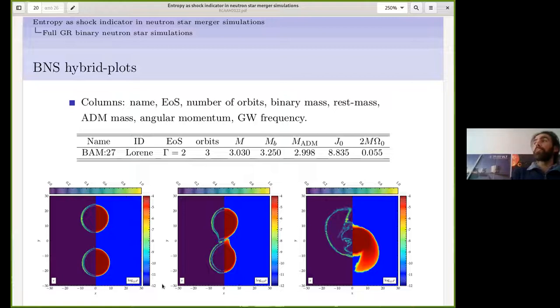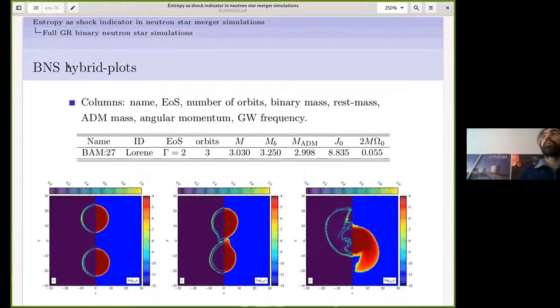As I did before, I'm going to present that our method can track the problematic regions, which is the surface of the stars. Now we have two stars. All the configurations I'm going to show are equal mass and no spin.